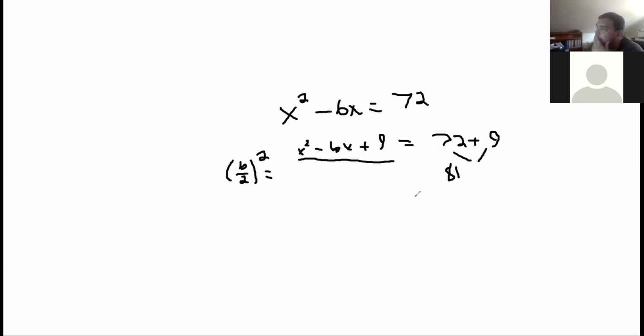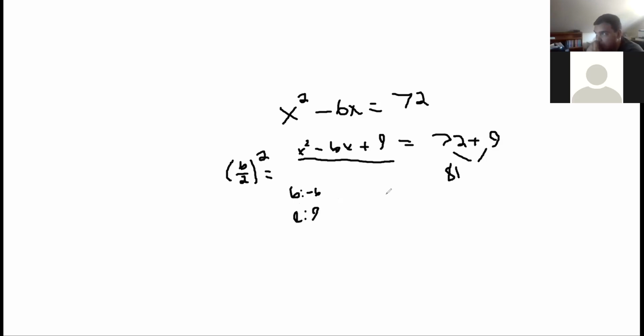Yeah, good. It's ABC. So what do we do with ABC? You have to identify which is A, which is B, and which is C. Good. And what is it going to be? A is 1. B is negative 6. Good. C is 9. Good. So C is 9. So what do we do with B and C?